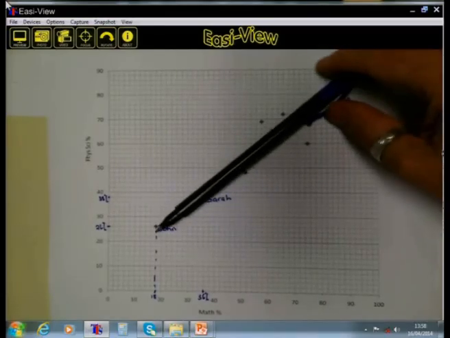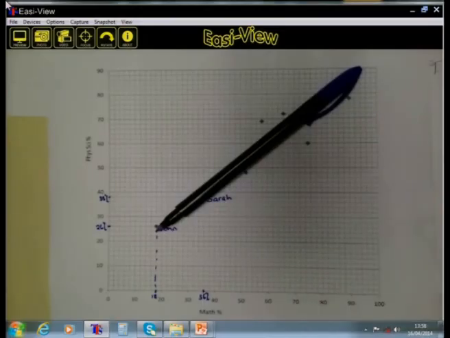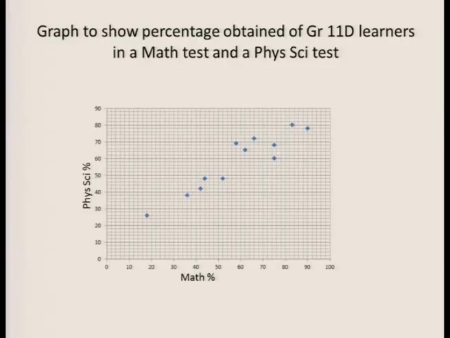So there is a positive correlation, but the correlation is not as strong as it would have been if all the marks were on a straight line. Looking at the marks again on this graph that I've plotted for you here, you can see the mark of John, the mark of Sarah, and for all the other learners in the class.